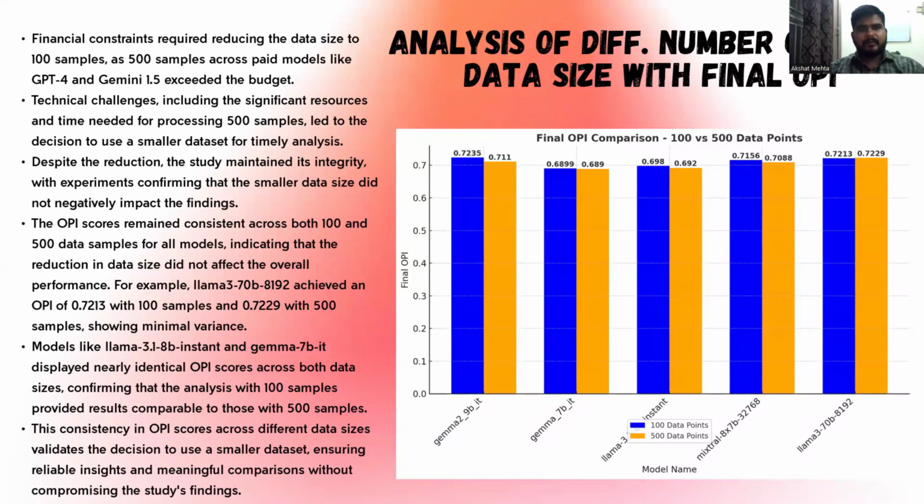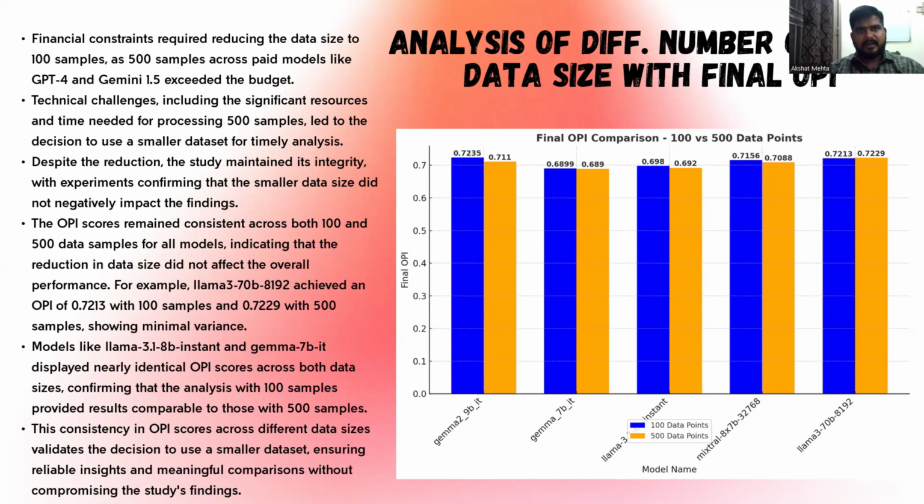In this part of my research, I had to make a critical decision due to financial and technical constraints. Initially, I planned to use 500 samples to thoroughly test the models, but the cost associated with using paid models like GPT-4, Gemini 1.5 Pro, and Flash, along with the significant time and resources needed to process such a large dataset, exceeded the budget and the timeline. To ensure that the study could be completed on time and within budget, I decided to reduce the dataset size to 100 samples only.